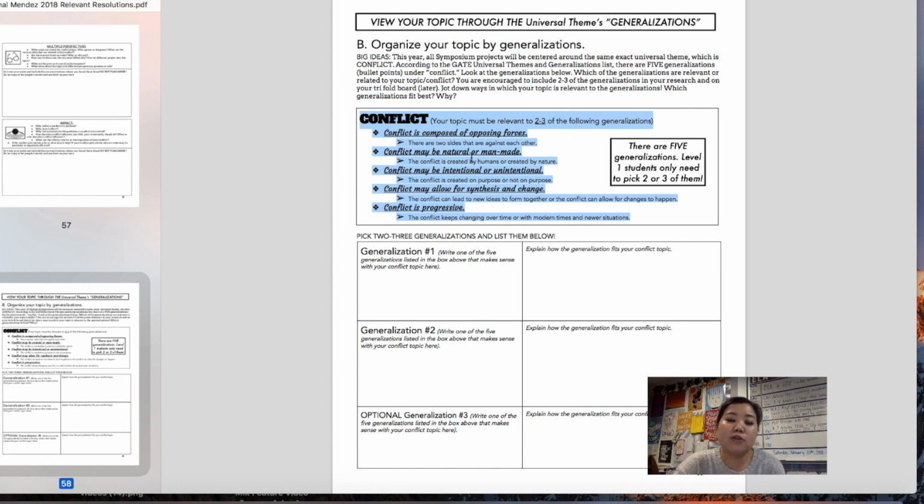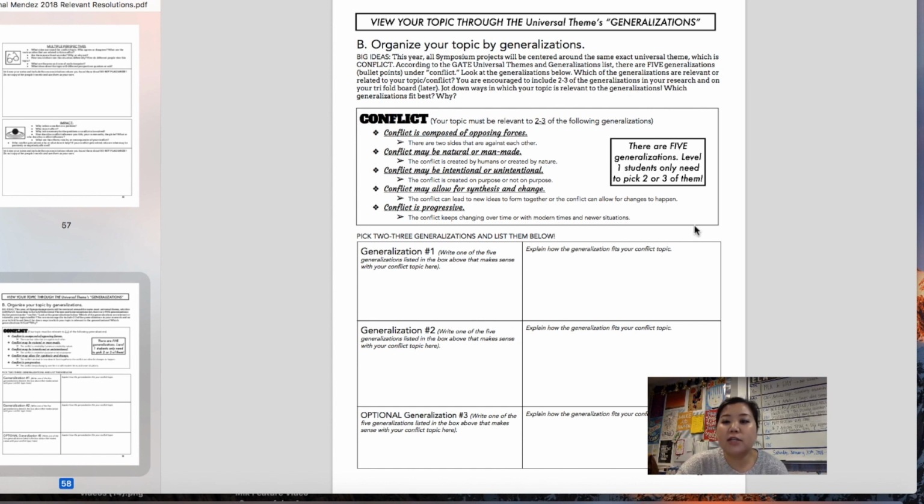And then we have conflict may be natural or man-made, and it explains that means that conflict is created by human beings or it's created by nature. Conflict may be intentional or unintentional. It's on purpose or not on purpose, one or the other or both. May allow for synthesis and change. That means that through time it changes or it becomes something else, or things form together. And then conflict is progressive is kind of similar, but it just means that in newer situations, in modern times, the conflict looks different. So as time moves on, the conflict changes to a different situation, to a different conflict, to a new conflict, to a worse conflict, to a better situation. It just changes over time.